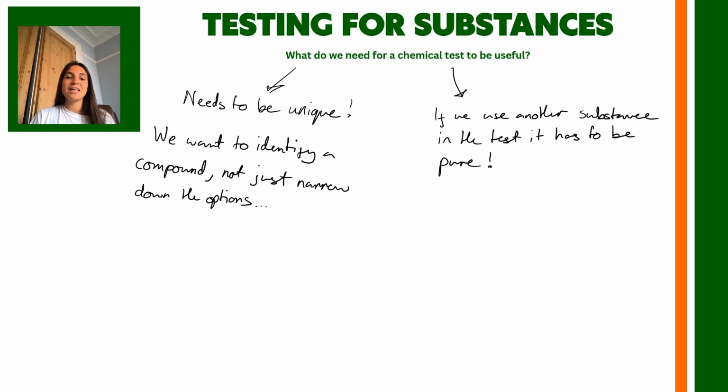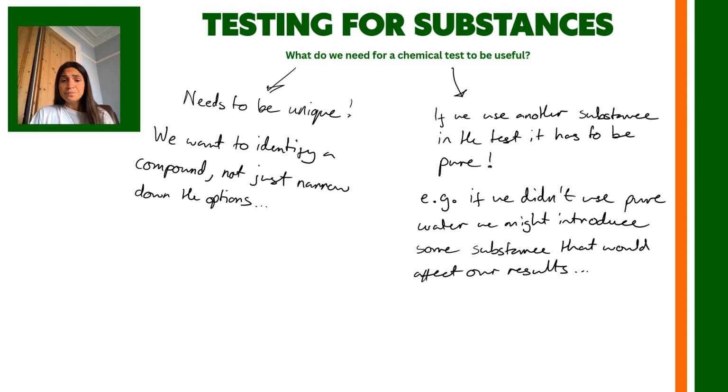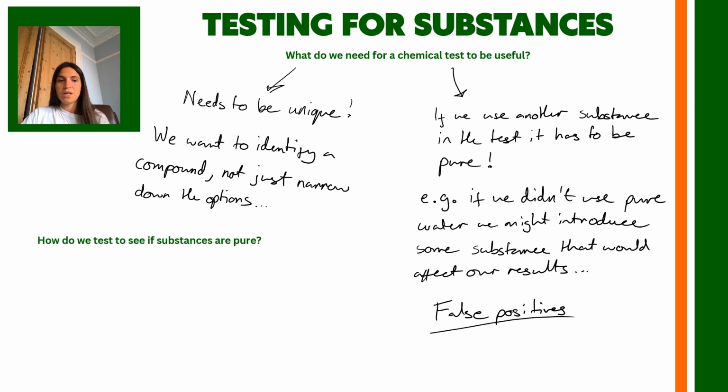And then the other thing is, if you use some other substance within your test, that has to be pure. So if you use water, for example, within your test, and you didn't use pure water, then you might be introducing some dissolved salts, let's say, into that water, which can have some ions that might then affect your results. You could get a false positive.